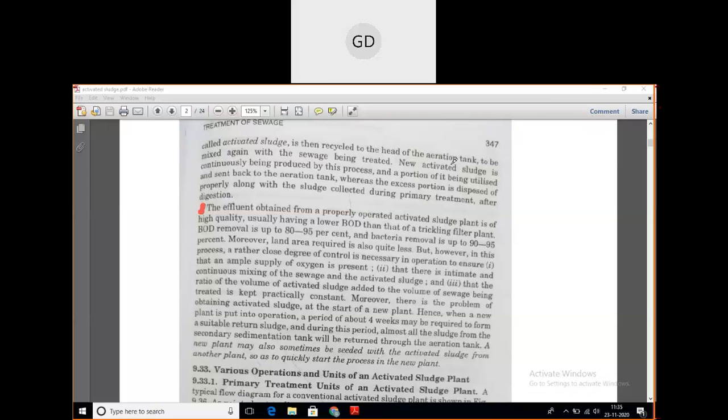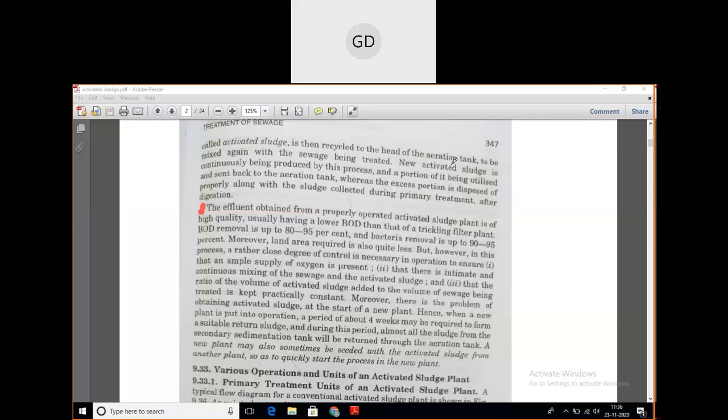And here the removal of BOD is up to 80 to 95%, and bacteria removal is up to 90 to 95%. So you can see that in this process the bacteria removal is up to 90 to 95%. That means it is a very good process, isn't it? It is a very good process for removing your bacteria and your BOD.